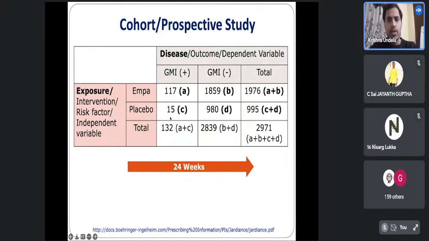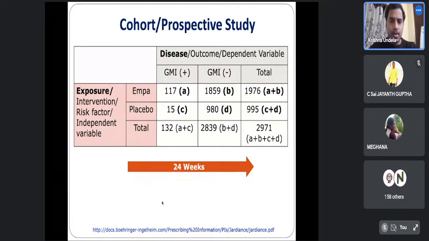So now it's clear. By using the percentage, we can say there is a higher percentage here compared to the placebo. But that is not sufficient to reach the final conclusion. That's the reason when you conduct any cohort study, we calculate something to get the final conclusion. Does anyone know what we calculate in the case of a cohort study?